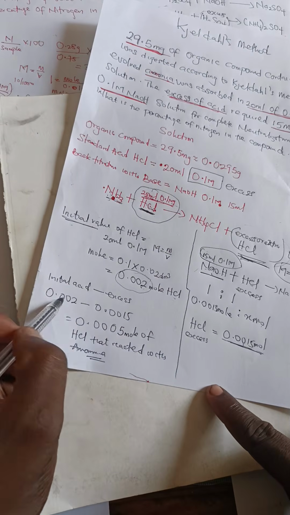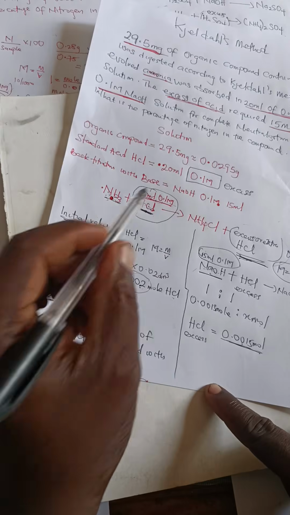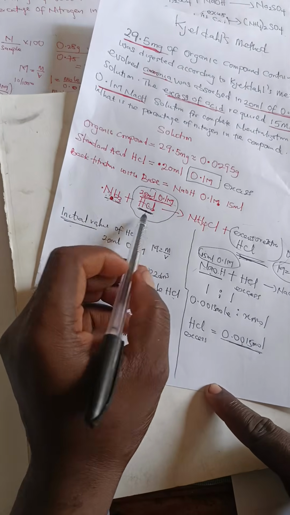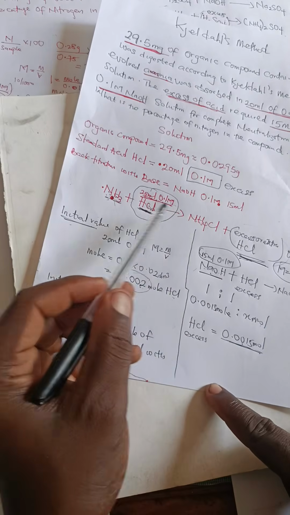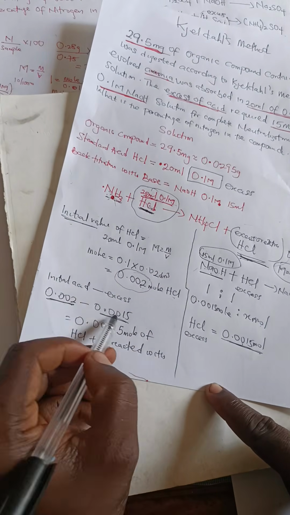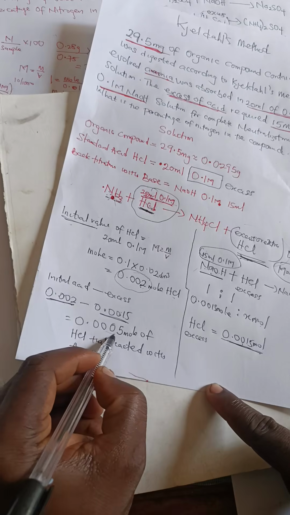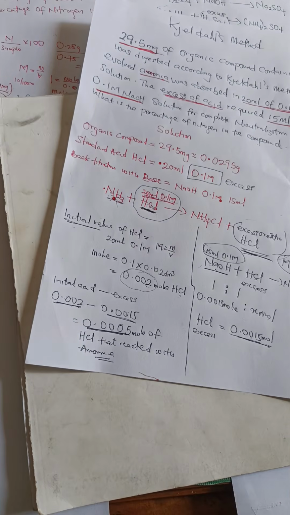Now, the original amount that reacted, the original amount that absorbed ammonia, this is it. Then the excess that remains after absorbing ammonia, this is it. So if you subtract these two from each other, it will give you the exact amount of what? HCl that reacted with ammonia.